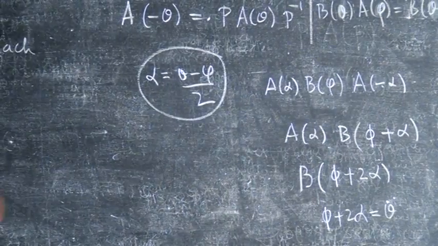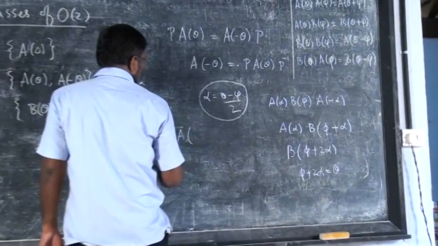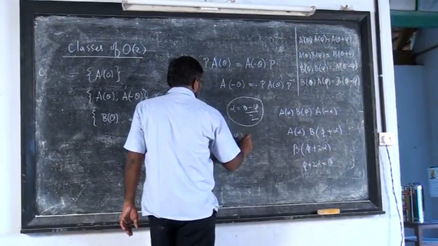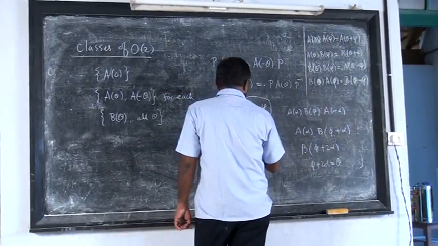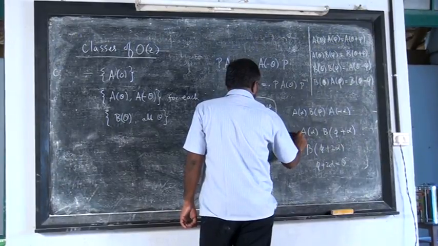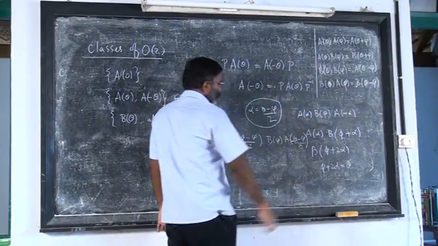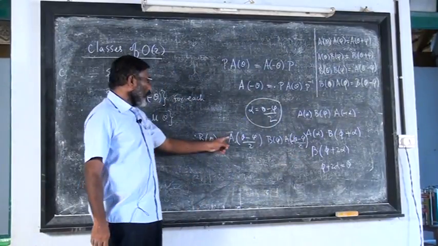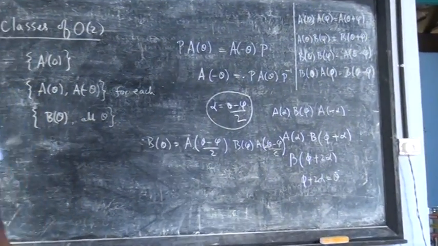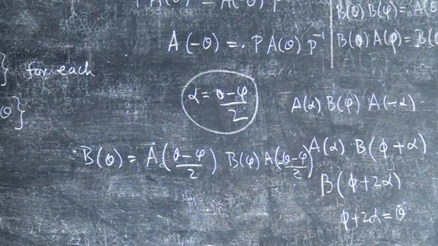So essentially B of theta is equal to A of theta minus phi by 2 into B of phi into A of theta minus phi by 2 inverse. So through this operation I can conjugate any B phi to any B theta. Phi and theta are arbitrary. So all of these B theta are in one class.